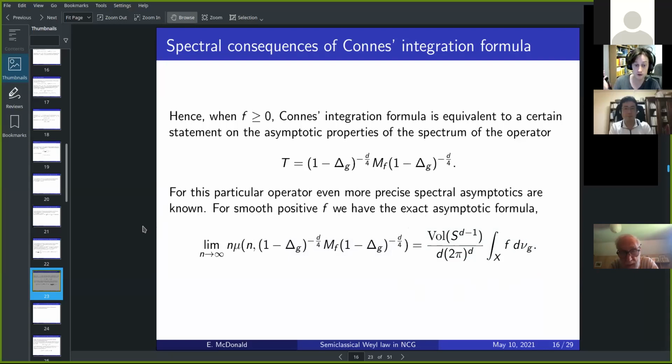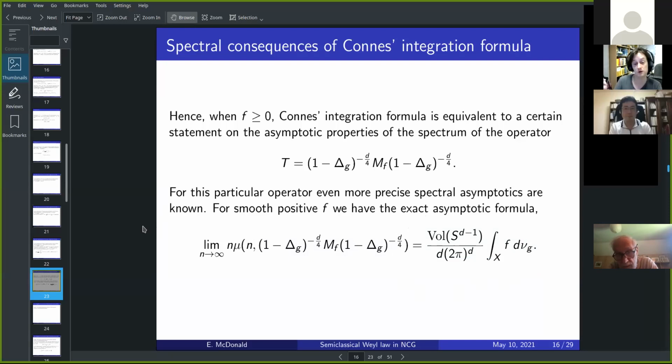I'm, again, not completely sure who the first person who proved this was and in what degree of generality. This was known to Birman and Solomyak, at least in the late 1970s. It may have been known to them earlier. I'm not completely sure on the history here. But this is kind of different from Connes' integral formula.